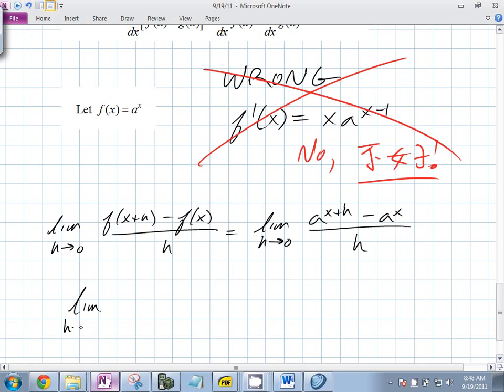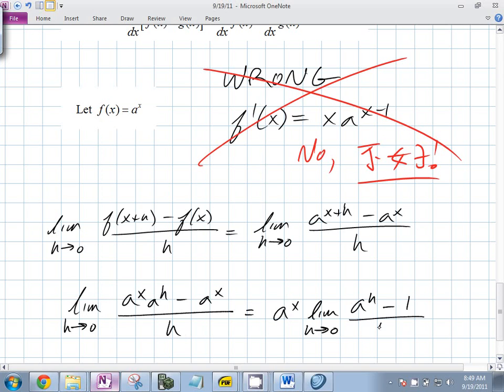Limit as h goes to 0 of a to the x times a to the h minus a to the x. You can do that, right? Limit the exponent. Yes. Now, what can you factor out of the top then? A to the x. So now we have a to the x times the limit as h goes to 0 of a to the h minus what? All over h.